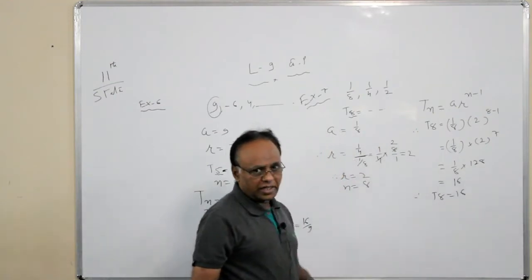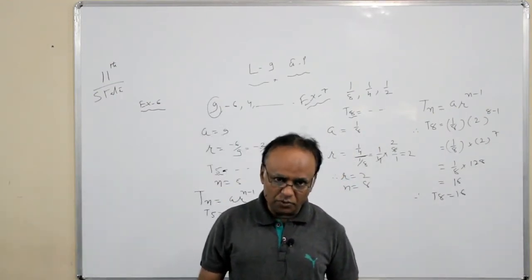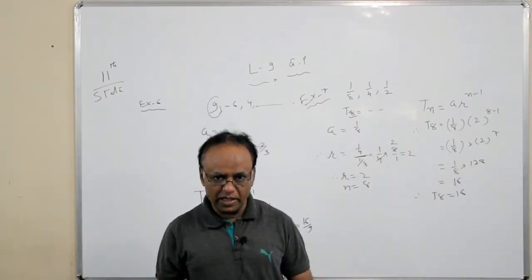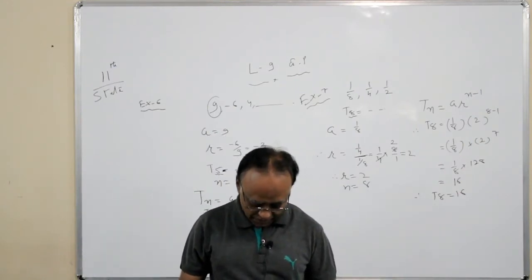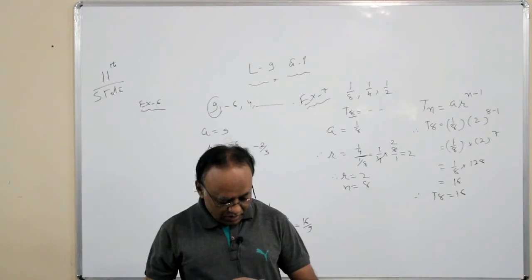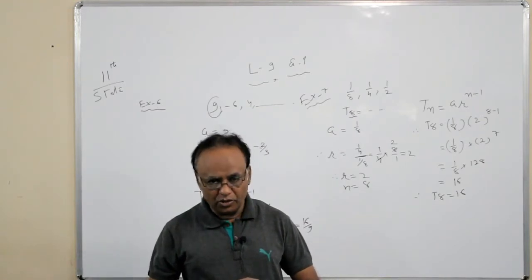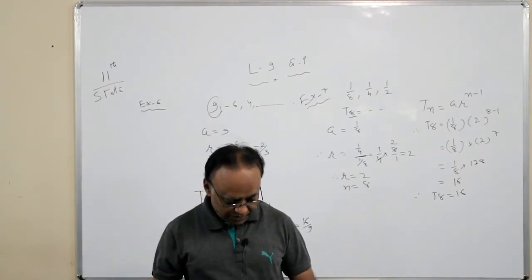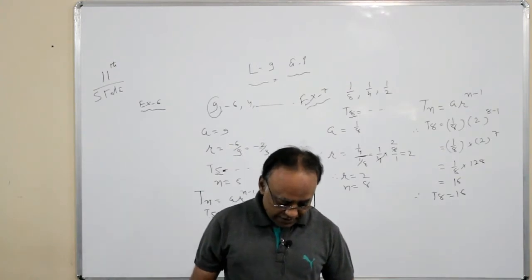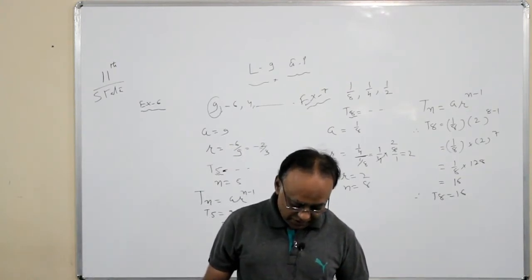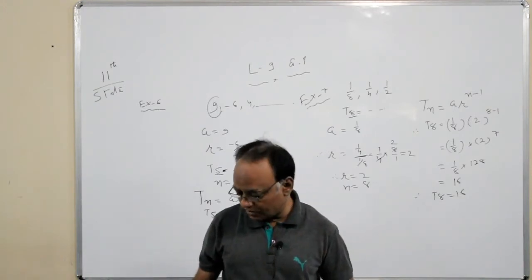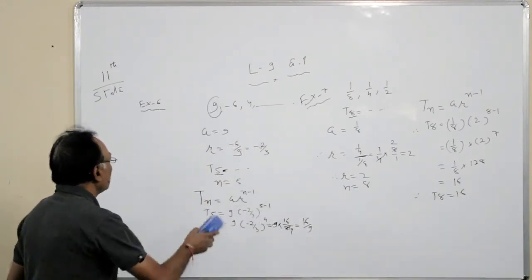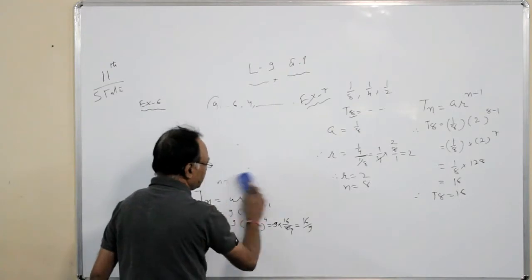Now in all the examples, there is only one base formula: Tn is equal to A R raised to n minus 1. Now, illustrative example 8. If the second term of the GP is 4, first note what is given here.